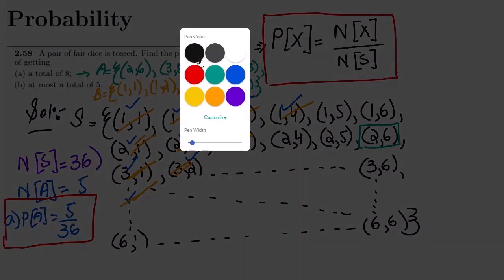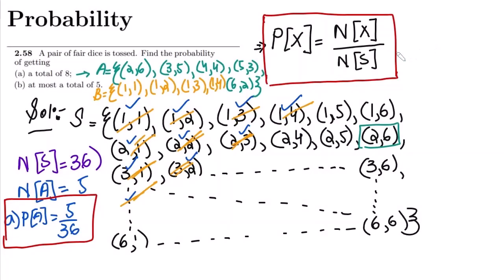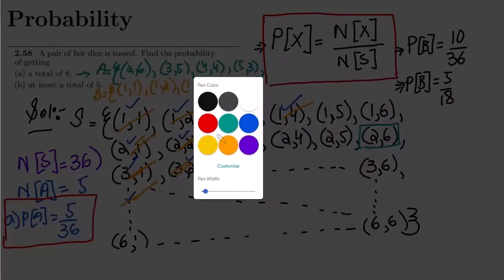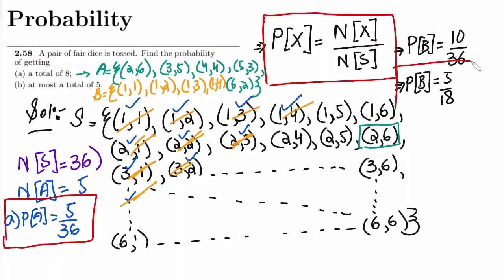Okay, so let me write the solution of it here. So the probability of B would be 10 divided by the total number of items in the sample space, that is 36. Or simplifying it, what will I get? I will get here 5 divided by 18, and that is the solution of part B which I wanted to find out here.